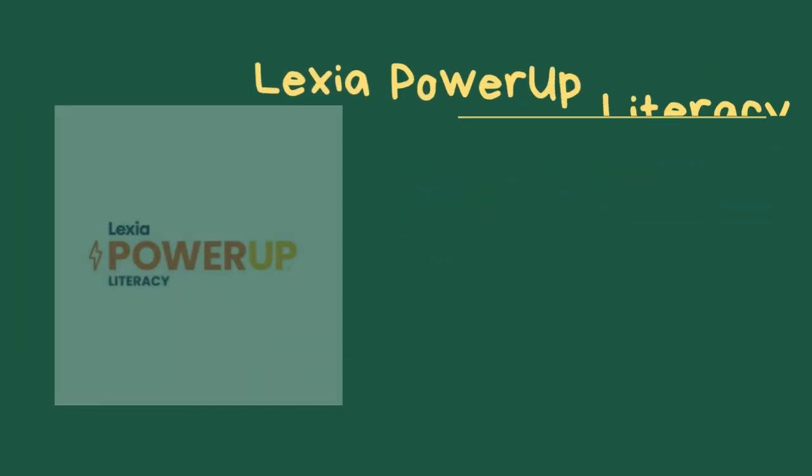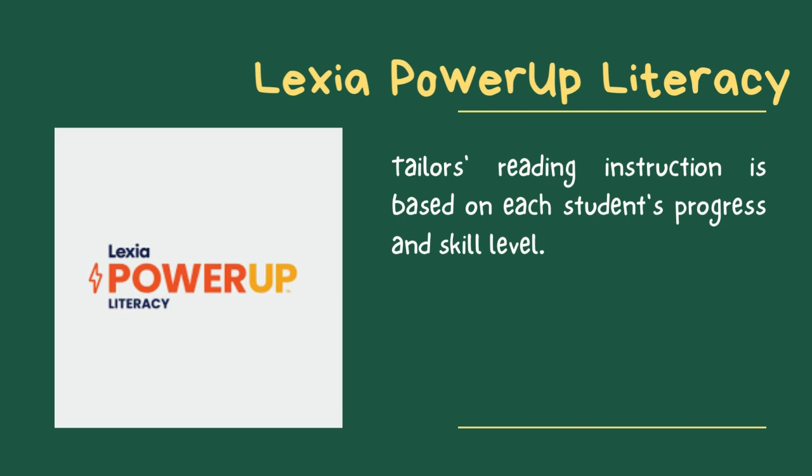The next example of an adaptive learning platform is Lexia PowerUp Literacy. It tailors reading instruction based on each student's progress and skill level. With Lexia PowerUp Literacy, it allows teachers to differentiate instruction and target skill gaps for students. With 180 unique placement profiles, students start the program exactly where they need to be based on their abilities. They then progress at their own pace through personal learning pathways and adaptive instruction in word study, grammar, and comprehension.